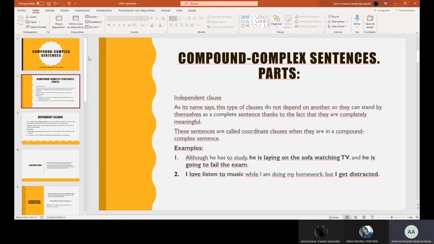So, the first independent clause is he is lying on the sofa watching TV. And another one is he's going to fail the exam. Those are the independent clauses in the first example. In the second example, it is I love to listen to music, and the next independent clause is I get distracted. So we're going to pass to the next slide.